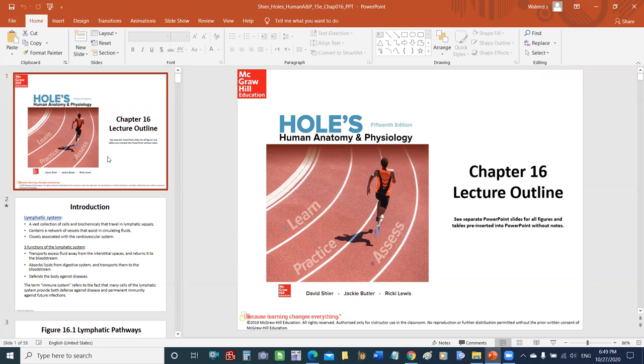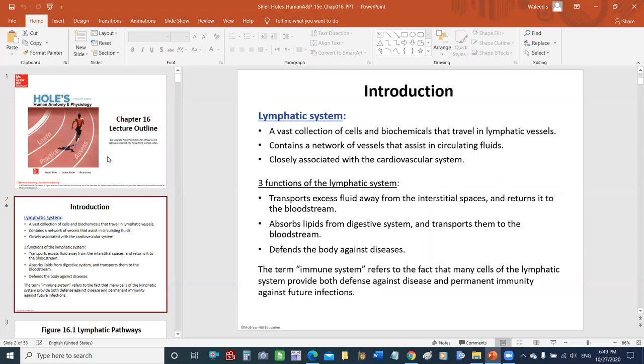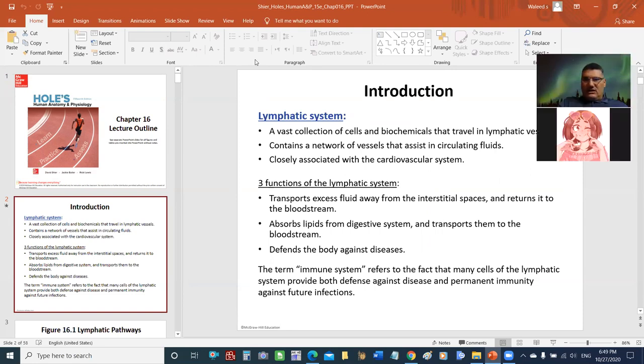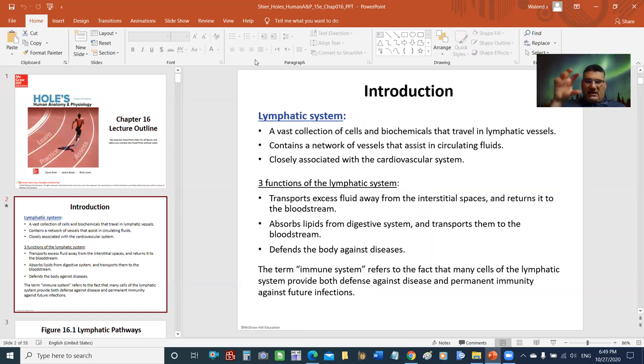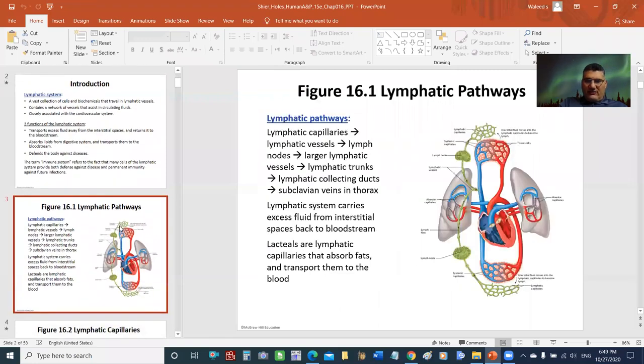So chapter 16 is about the lymphatic system, and the lymphatic system is basically that additional system that is going to take the interstitial fluid, which is the excessive amount of the extra fluids that's in between the tissues, and bring it back to the heart. I think I have a picture here to show you. Yeah, look at this picture here, and then I will go back to the other one.